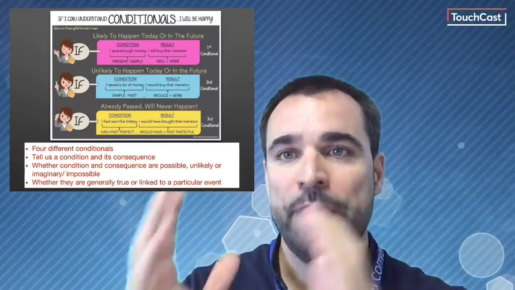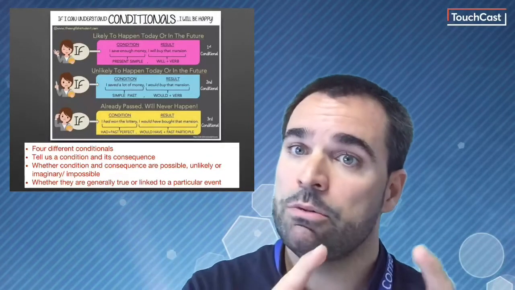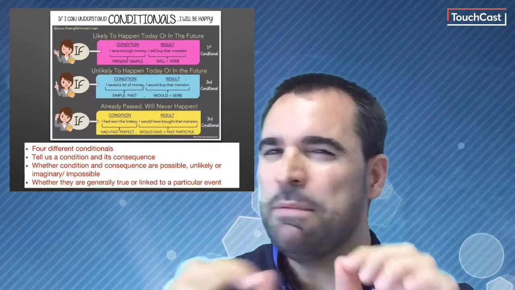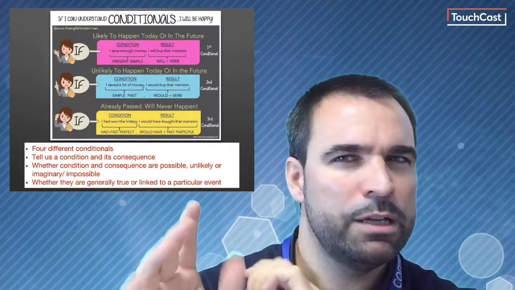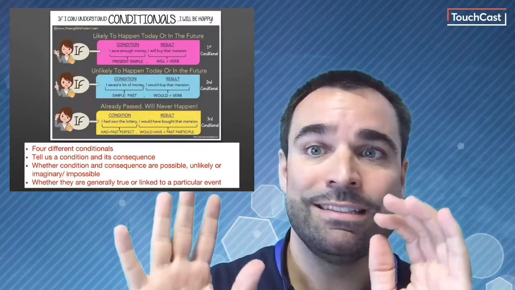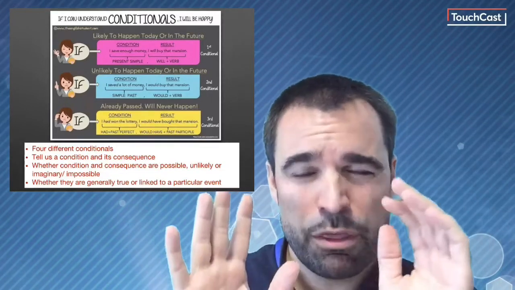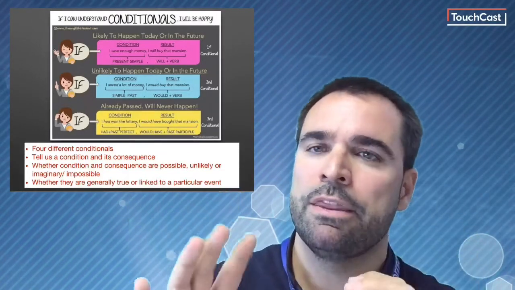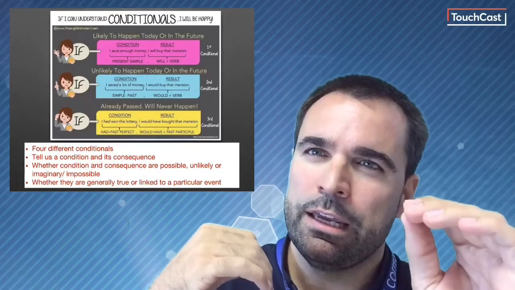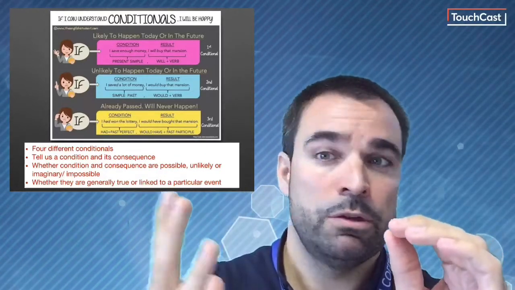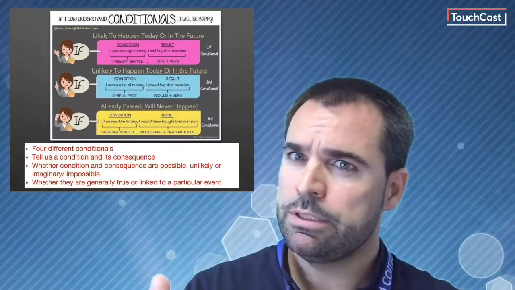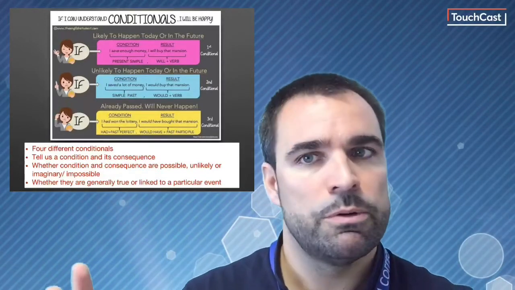So it depends on whether the condition and its consequences are possible, unlikely, or impossible, imaginary, because it happened in the past, so you can't change that, actually. So it is impossible, okay? These three conditions and consequences are the ones that are important to decide whether you choose the first, the second, or the third. If the statement you're saying is generally true, you use another one, the zero one, okay? Let's take a look at them.